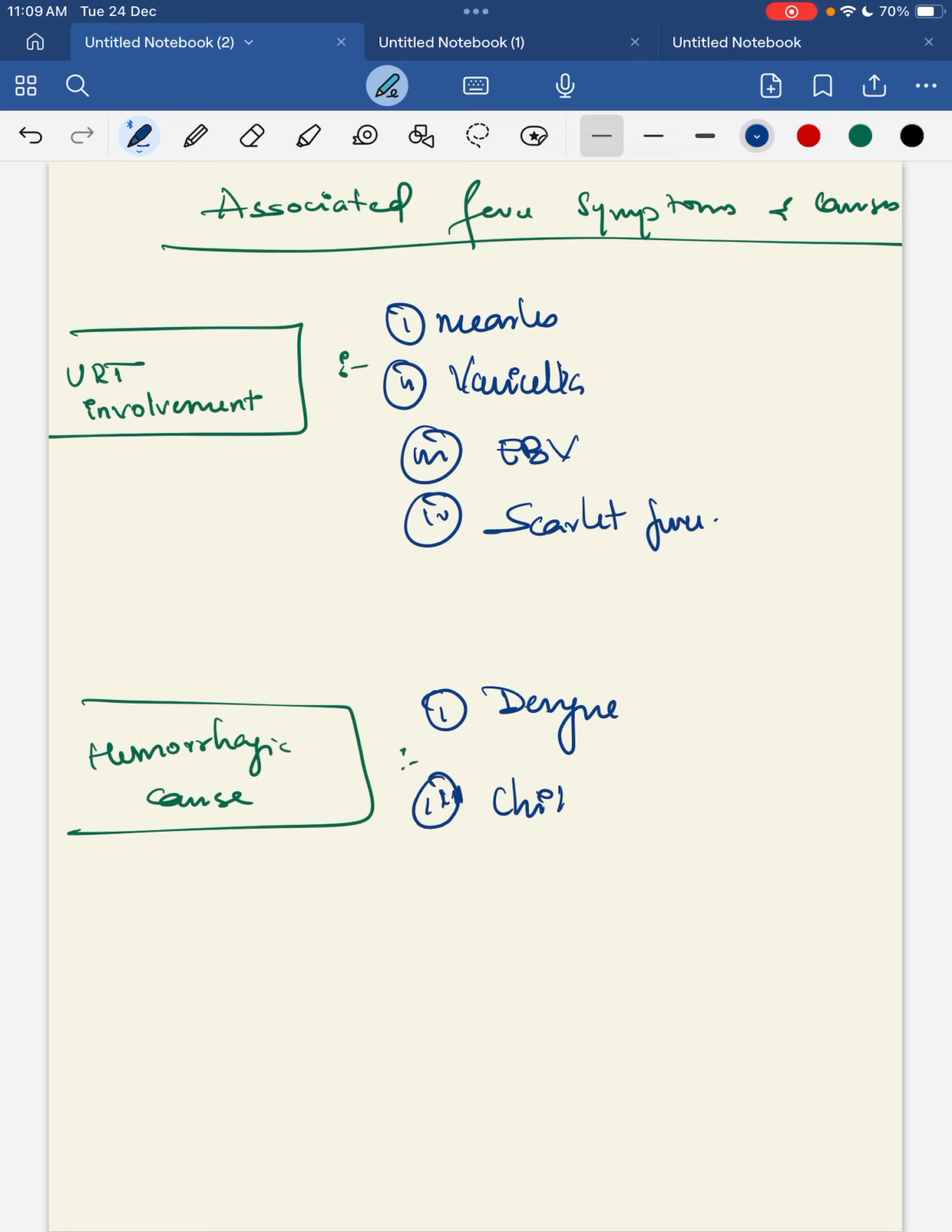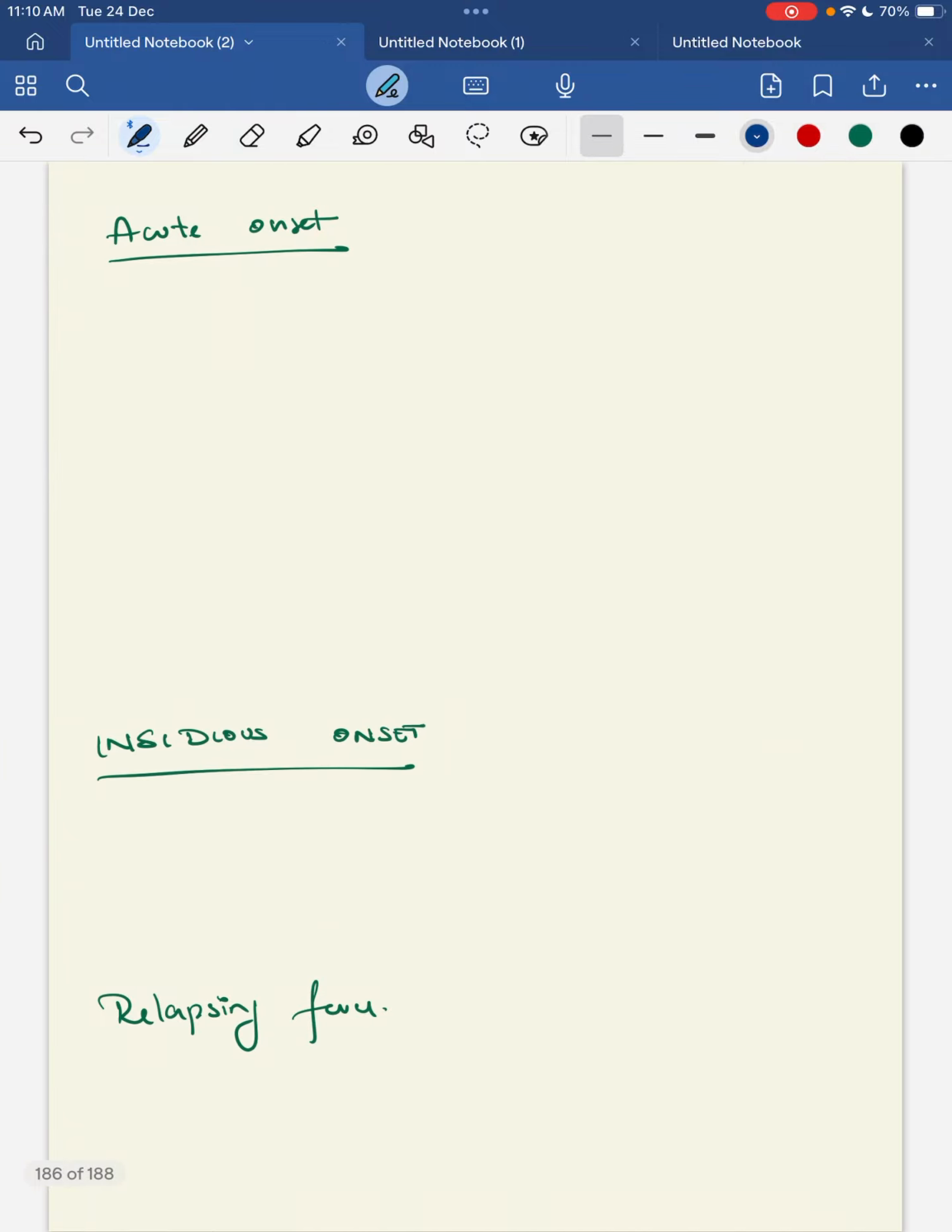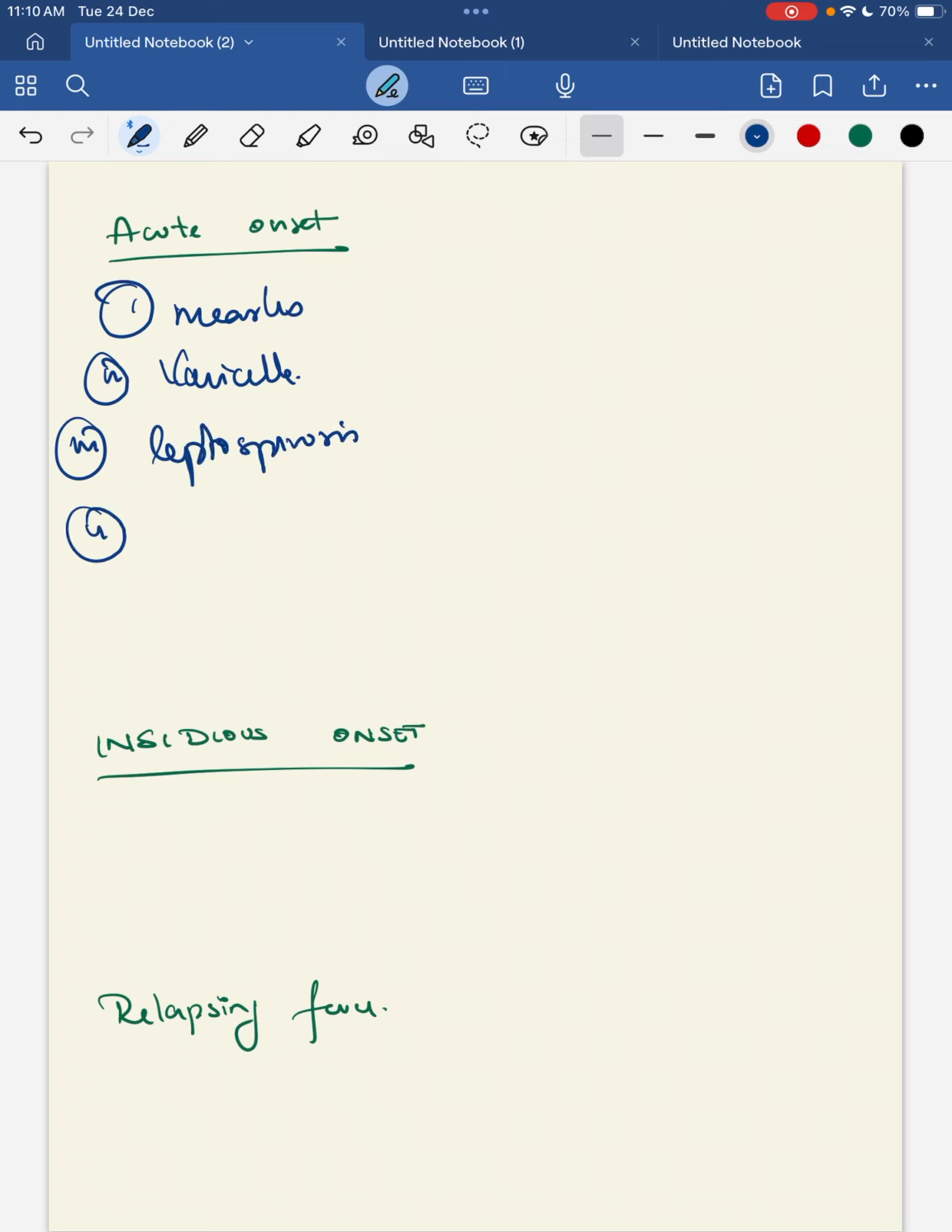Next, when the child has hepatosplenomegaly along with lymphadenopathy, the causes will be infectious mononucleosis, leptospirosis, and Borrelia. Next, if the child is having fever with myalgia and arthralgia of small joints, you have dengue, chikungunya, leptospirosis. Fourth will be your SLE. Fifth will be your polyarteritis nodosa.